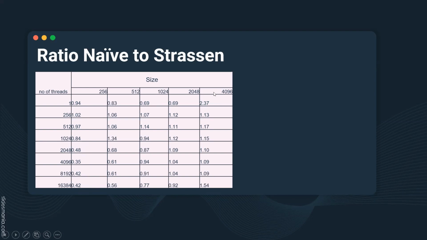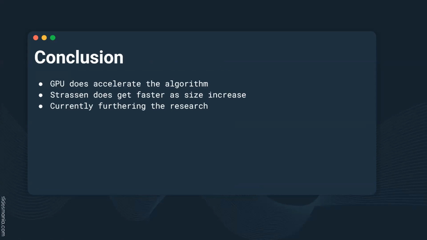So here, for example, we have a 2.37, which essentially means that the Strassen code is 2.37 times faster than the naive code, which is pretty good. And it doesn't stay as high as that, but we have values greater than 1. So this is essentially asking the question of whether or not Strassen's algorithm outperforms, or is faster than, the traditional algorithm.